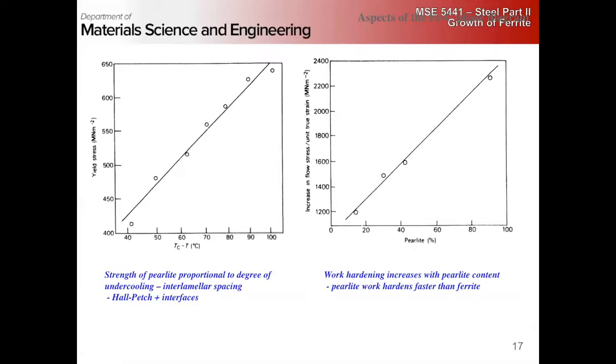Right. Work hardening of the alloy tends to increase with pearlite, right? So what this tells us is that in a ferrite pearlite steel, the pearlite work hardens faster than the ferrite. Right? Does that make sense? Right? We're in a confined space, right? You have less room for dislocations to get out of the way, right? They get tangled up more easily. They pile up more easily. Right?